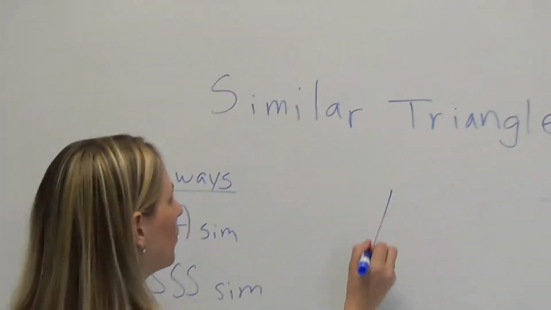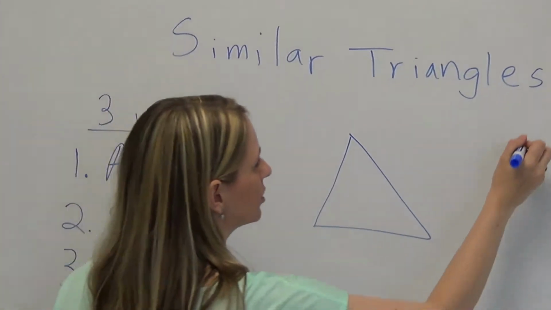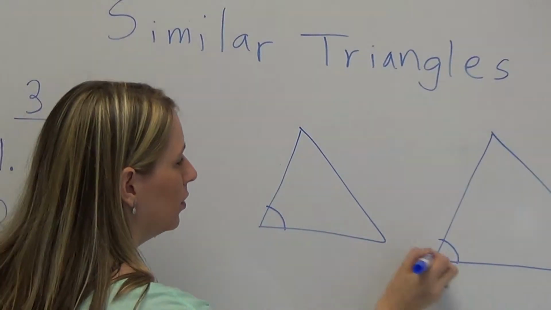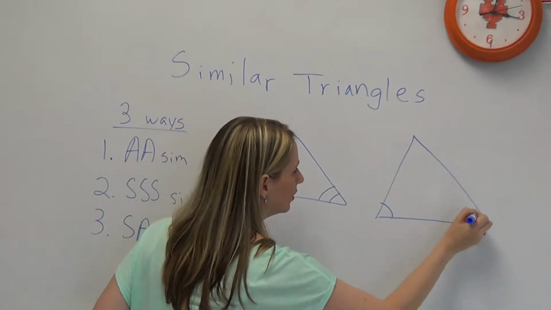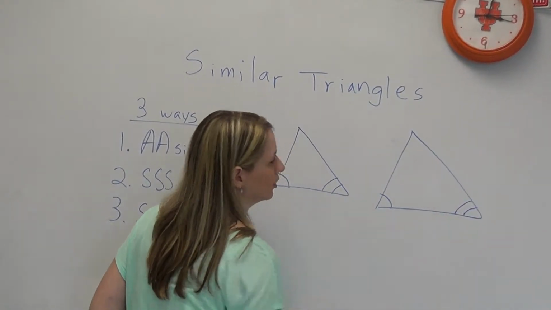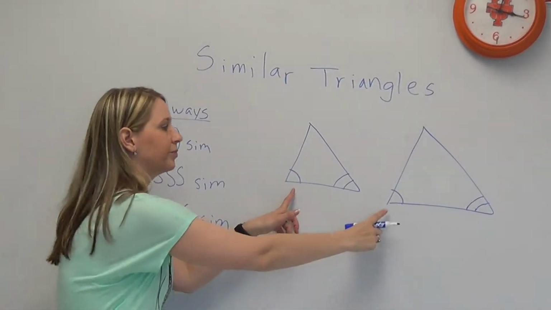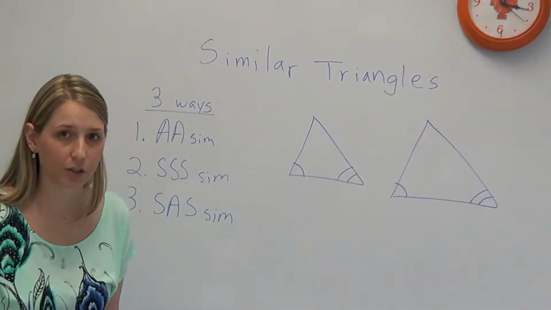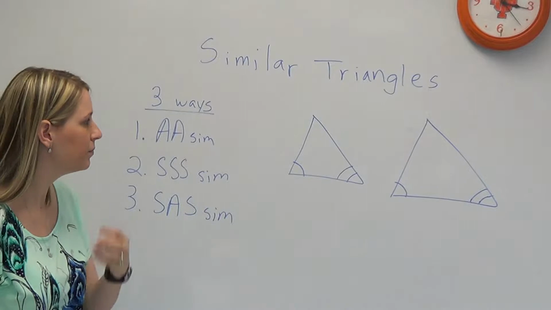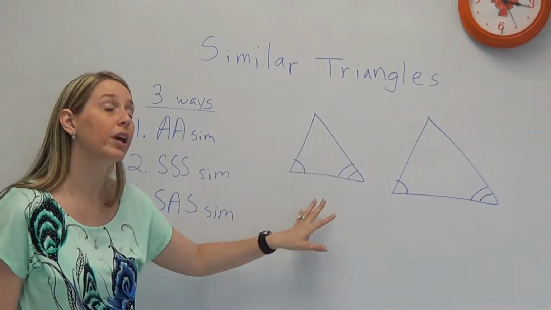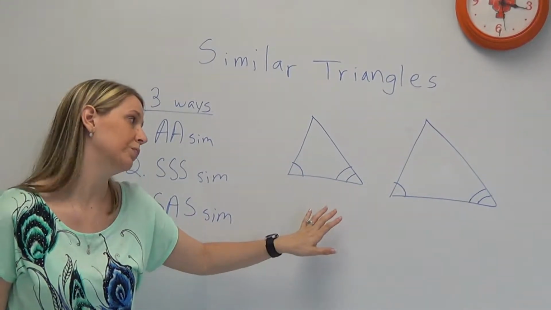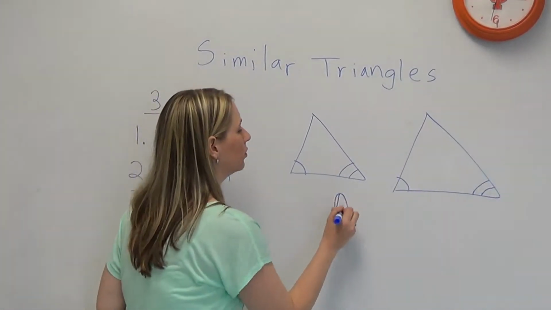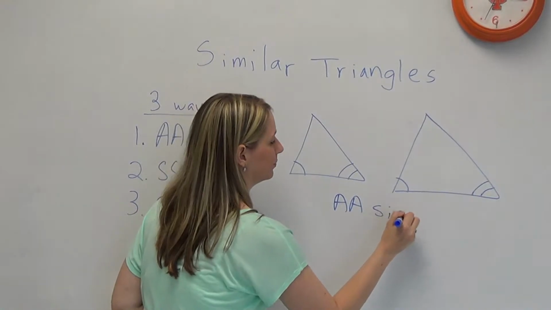Okay? Well, let's say we have two triangles. And I know that I have at least two pair of angles congruent. Here's one pair of angles being congruent, and here's the second pair of angles being congruent. Now, congruent means the same or equal. If I have at least two, you can't have all three, but you really only need two, then I automatically know that these triangles are similar by angle-angle similarity.